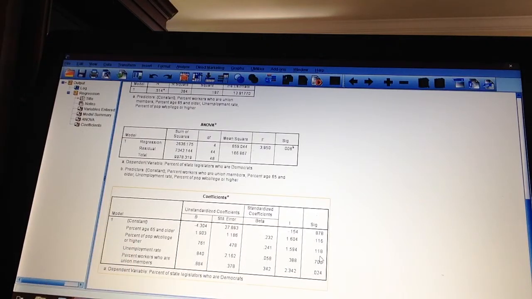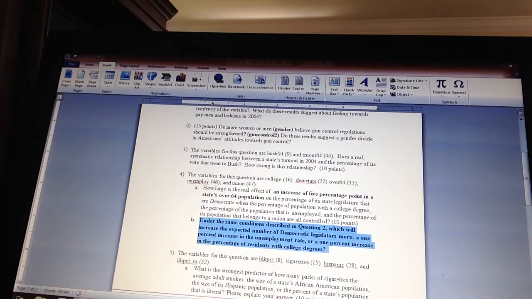college variable. College variable, okay, look, that is a nice, neat 0.118 statistical significance, okay? That's statistically significant. In order to answer this question, what you would say would be a 1% increase in the percentage of residents with college degrees has a greater impact on the expected percentage of Democratic legislators because the unemployment rate independent variable does not have a statistically significant effect. I'll say that again.